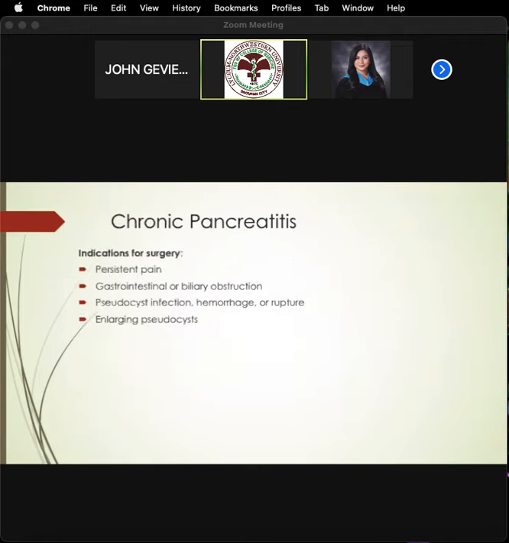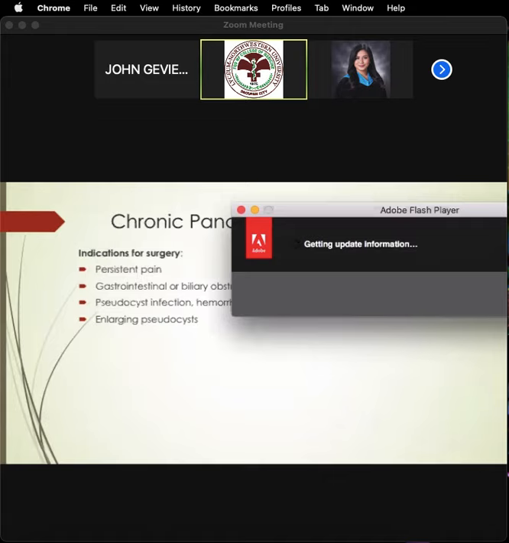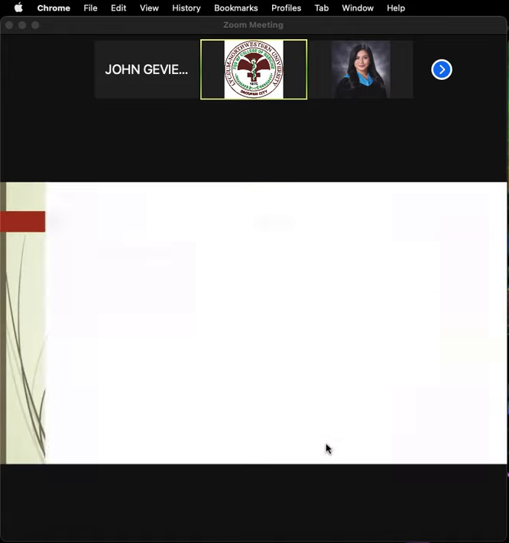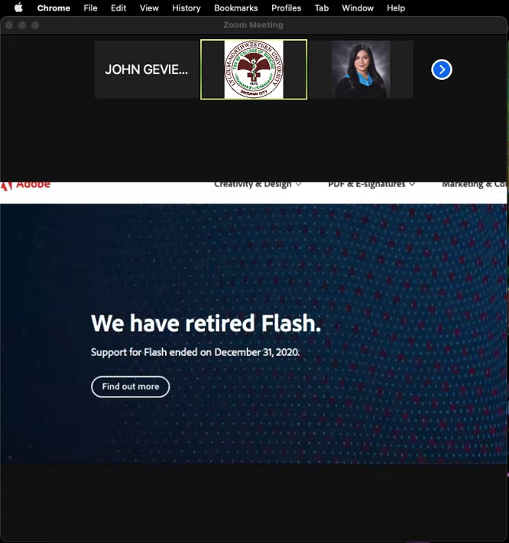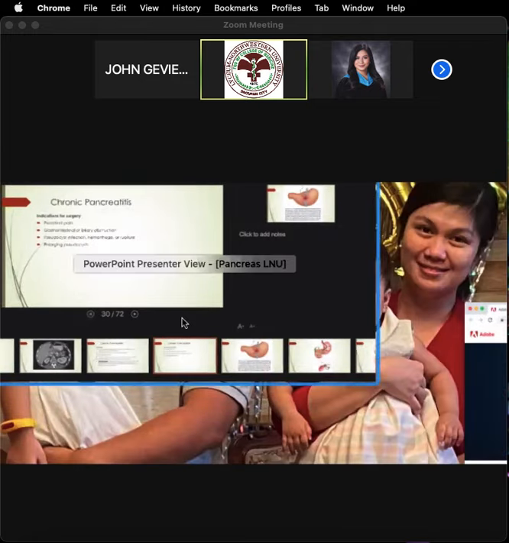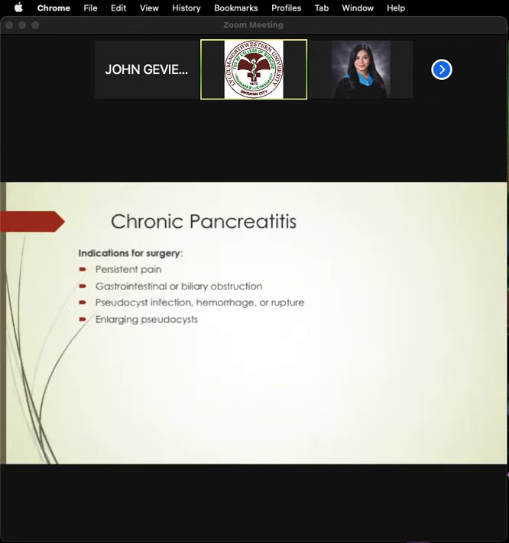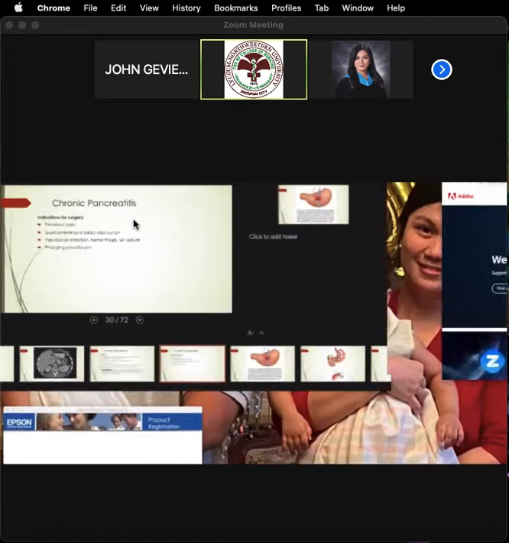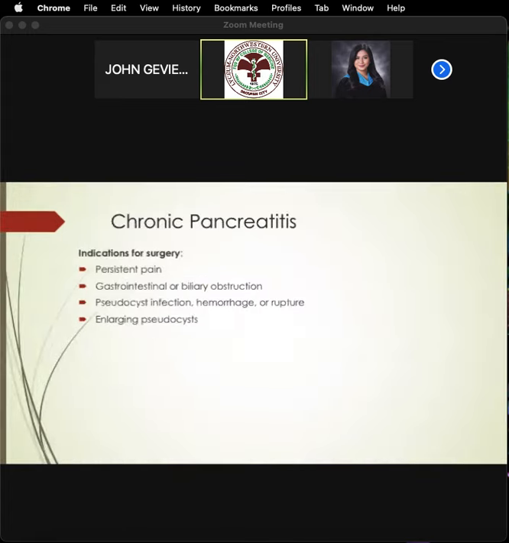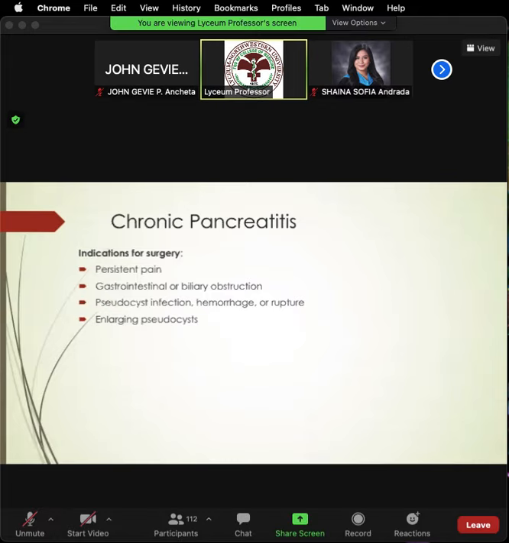Indications for surgery: persistent pain, gastrointestinal or biliary obstruction, a stone already inside your pancreatic duct, a pseudocyst infection, and an enlarging pseudocyst.